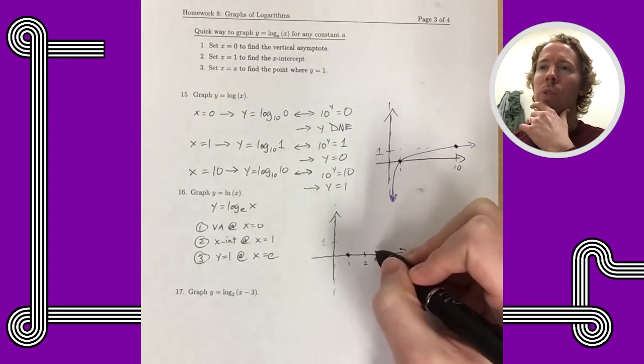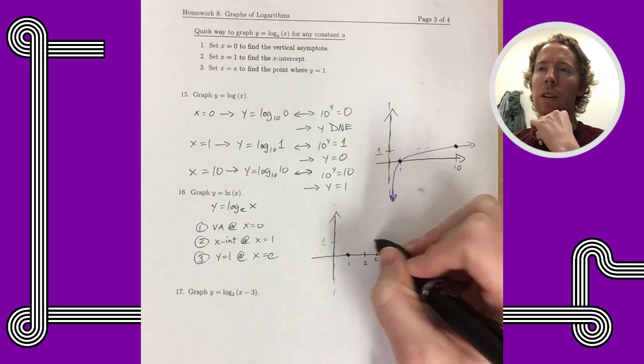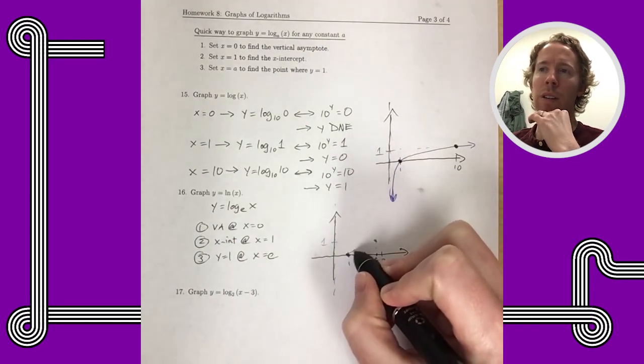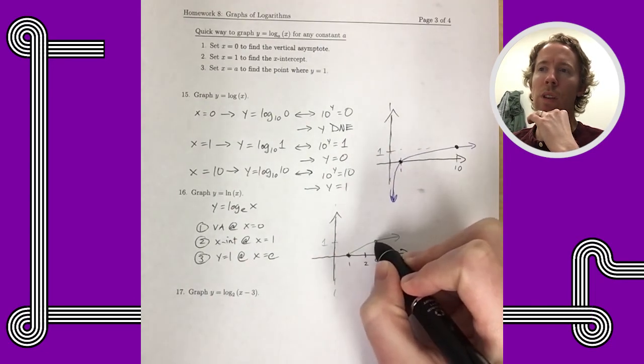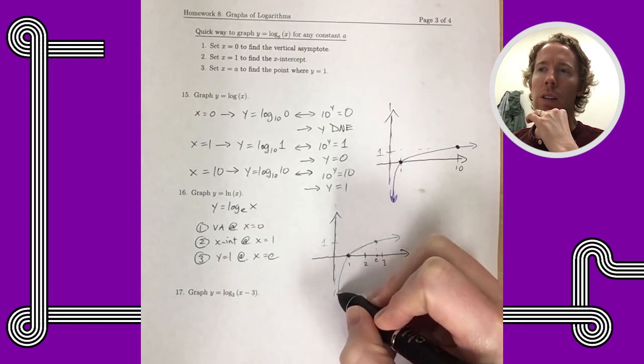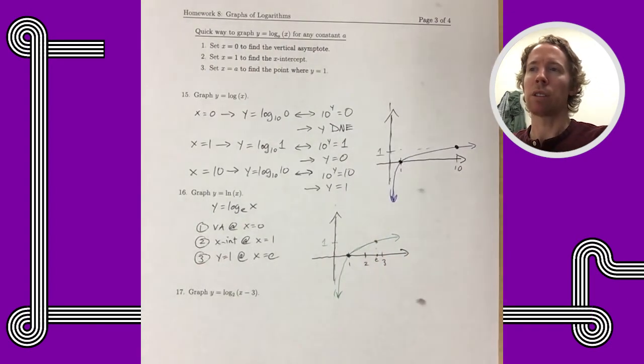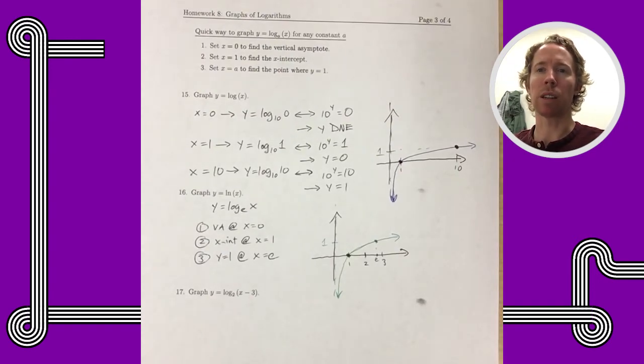And this graph looks really similar to the graph of y equals log base 10 of x. It just increases a little faster. It hits y equals 1 at e instead of at 10. But they both have the vertical asymptote at x equals 0.